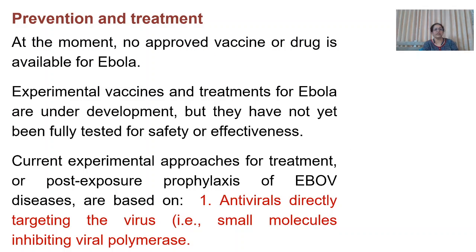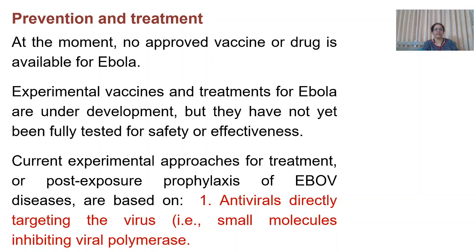At the moment, there is no approved vaccine or drug available for Ebola. Whatever availability of a vaccine, it is based on experiments using volunteers, experimental animals. Treatment for Ebola as well as experimental vaccines for Ebola are under development, but they have not yet been fully tested for their safety or for their effectiveness.